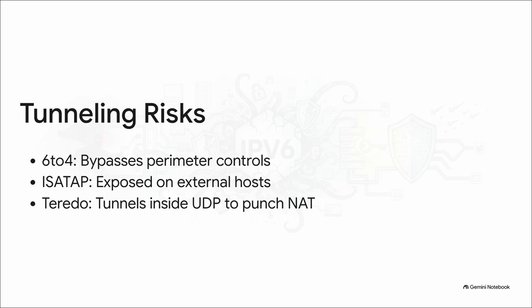And we definitely can't ignore the legacy tunneling risks from Chapter 7. Attackers can completely bypass your incredibly expensive, robust IPv4 perimeter firewalls by smuggling malicious traffic through automatic tunneling protocols. We're talking 6to4, ISATAP, and Teredo. Teredo is especially wild. It literally tunnels IPv6 inside UDP just to punch a hole right through your IPv4 net.